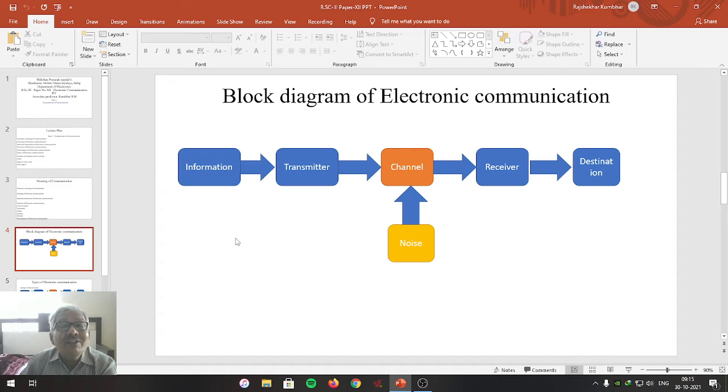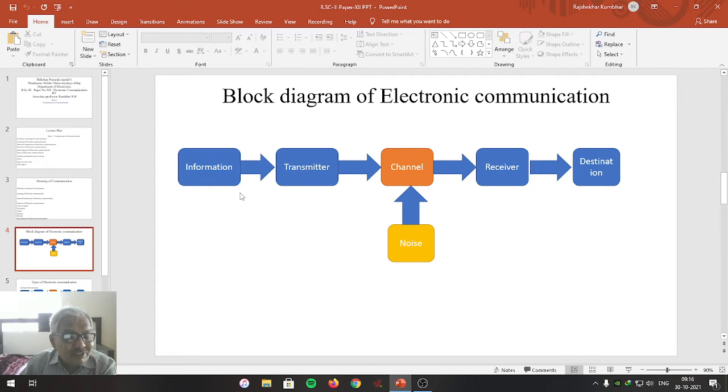This message may be in the form of words, symbols, audio, video, or pictures. All these are going to be generated from a particular source, and it is to be conveyed at the destination place. All those are called the information. Once it is derived from the source, it is converted into the information.